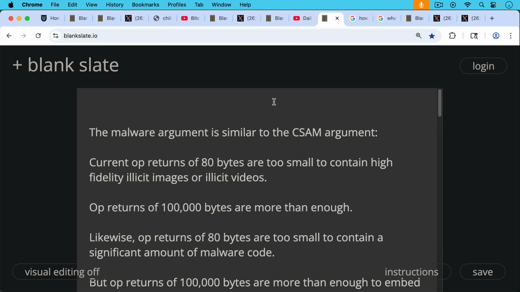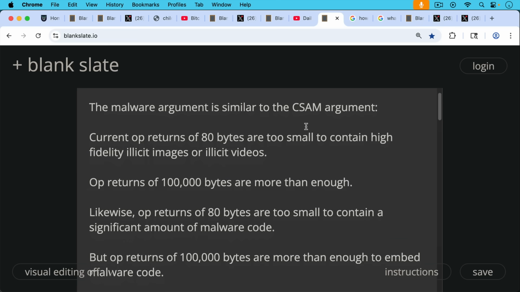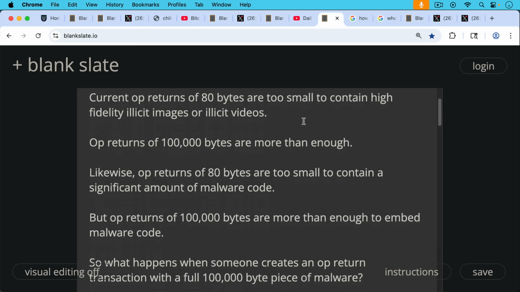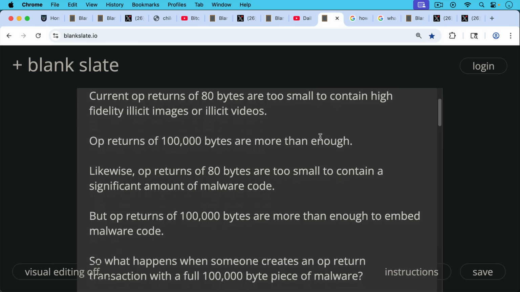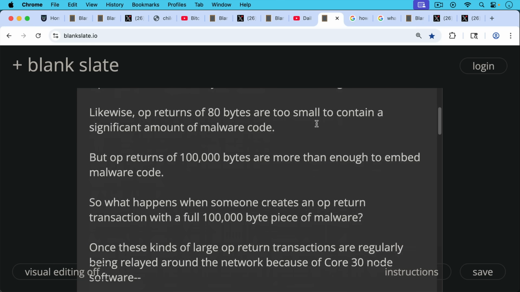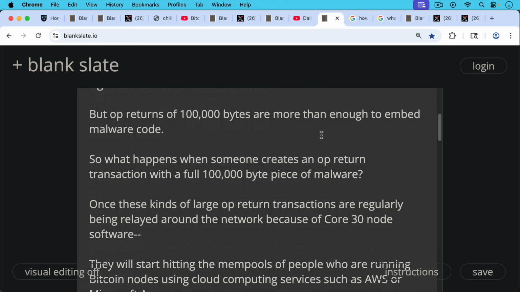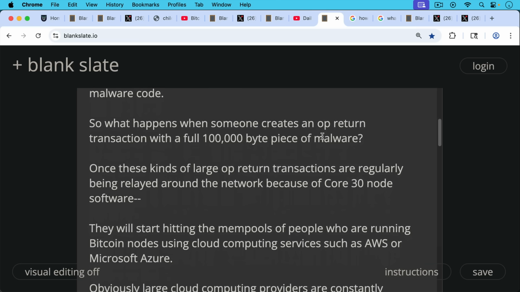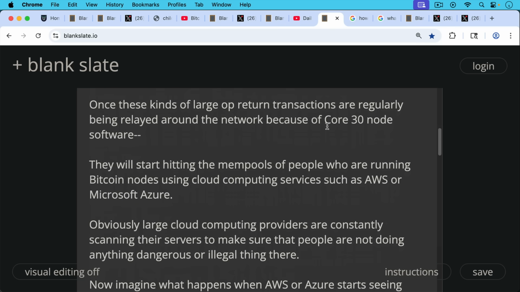OP_RETURNs of 100,000 bytes, though, are more than enough to put really disgusting CSAM in. Likewise, OP_RETURNs of 80 bytes are too small to contain a significant amount of malware code, but OP_RETURNs of 100,000 bytes are more than enough to embed malware code. So what happens when someone creates an OP_RETURN transaction with a full 100,000 byte piece of malware embedded in it? Once these kinds of large OP_RETURN transactions are regularly being relayed around the network because of Core 30 node software, they will start hitting the mempools of people who are running Bitcoin nodes using cloud computing services such as AWS or Microsoft Azure.